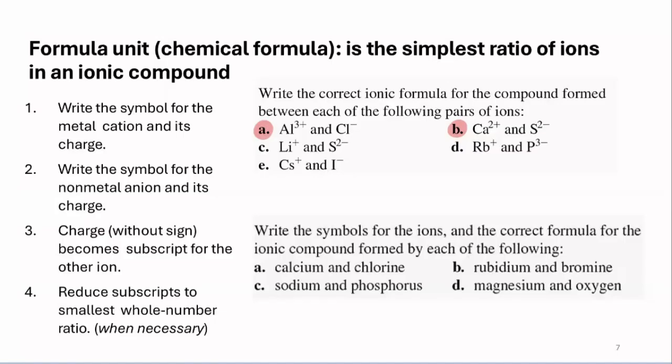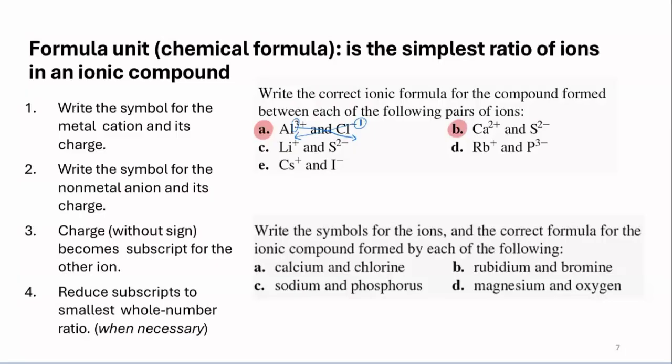Let's take the charge value, just the number. So in the case of aluminum, the 3, and we're going to make it the subscript of the chlorine. The chlorine, we can observe that there's just a negative number. There's a value of 1 that is implied but not written. And that value of 1 is the subscript of the aluminum.